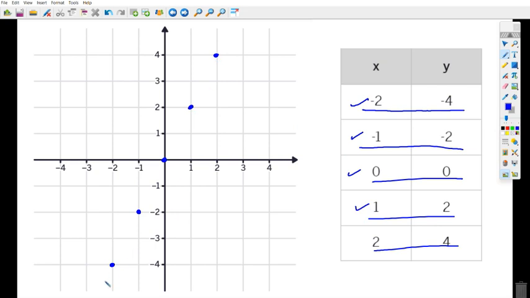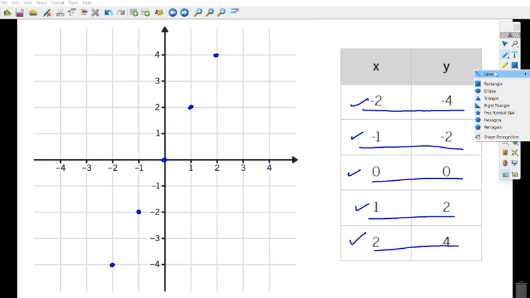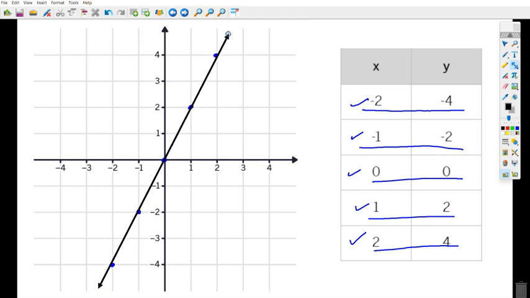Can you see that these dots at the moment, what are they starting to form? They're starting to form a nice straight line. So I'm now going to take my straight line, get my lines here, and I'm going to now draw a straight line through those points. And that's all that graphs are.